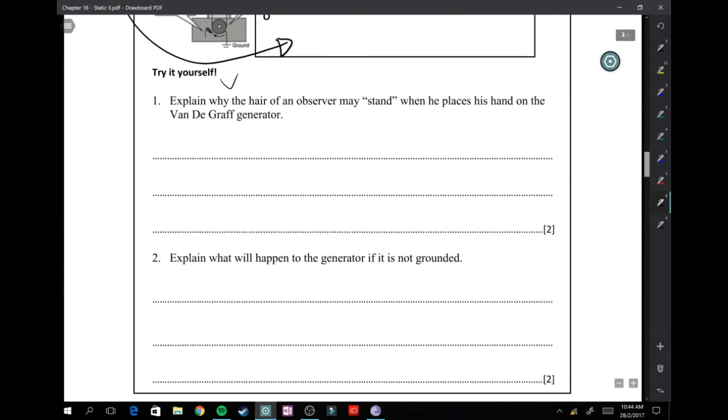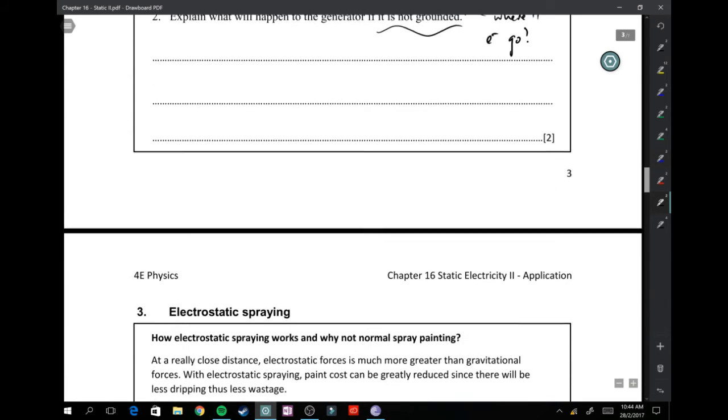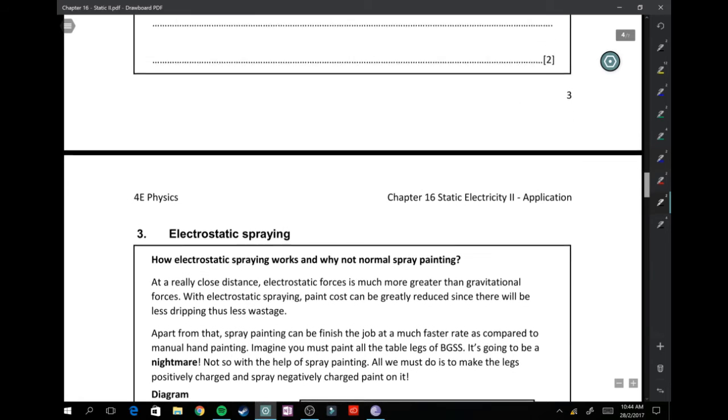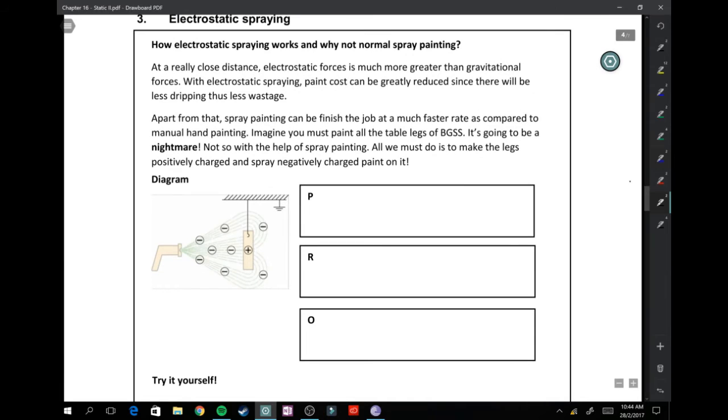Okay, so yeah, explain why observer. Now note that the observer touches, but there's no rubbing, so this is also by induction, just to help you all a bit. Okay, if it is not grounded, then ask yourself, where will the electrons go? Okay, the idea of grounding is so that you are connected to an infinite source of electrons. So if you want to give it back to the ground or take from the ground, you can do that if you are grounded. Okay, so the next one is electrostatic spray.